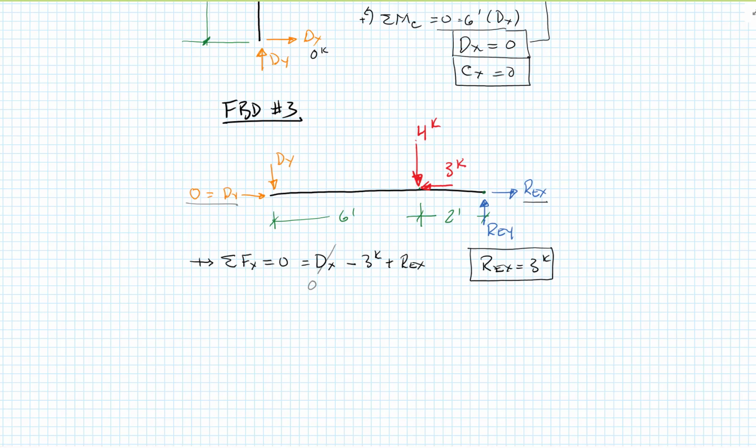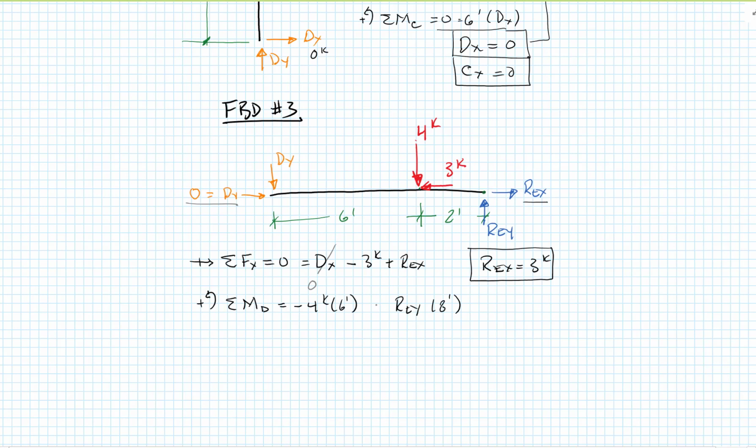Next question, we need Rey and Dy. So let's do a moment equation. Let's sum the moments about point D, counterclockwise being positive. And we get 4 kips times 6 feet, and that's going clockwise, so it's a negative. There's no moment of the 3 kips or Rex or any of the loads at D, and the last one would be Rey at 8 feet.